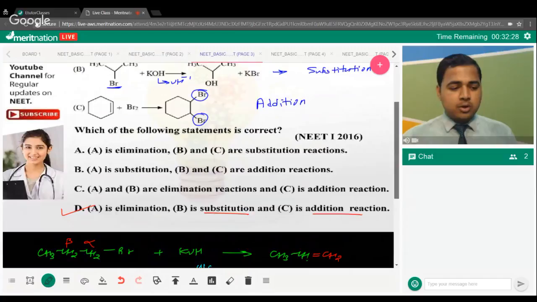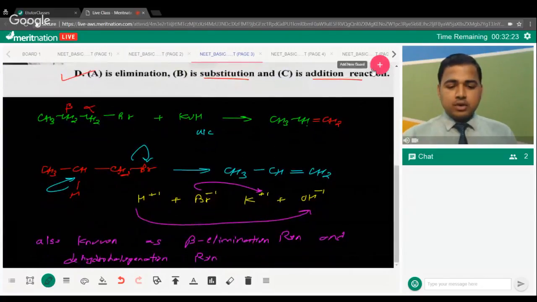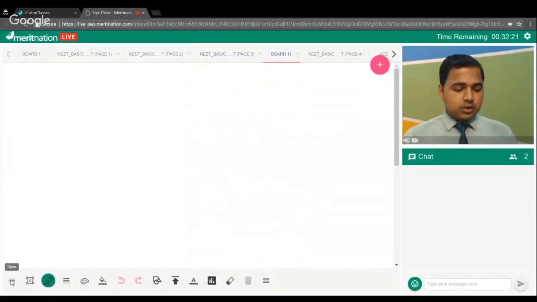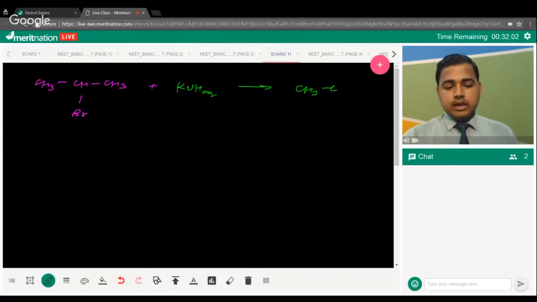Let's solve option B. In option B, you can see CH3, CH, CH3, and Br. Right now you are using aqueous KOH, so it will give you CH3, CH, CH3, and OH.